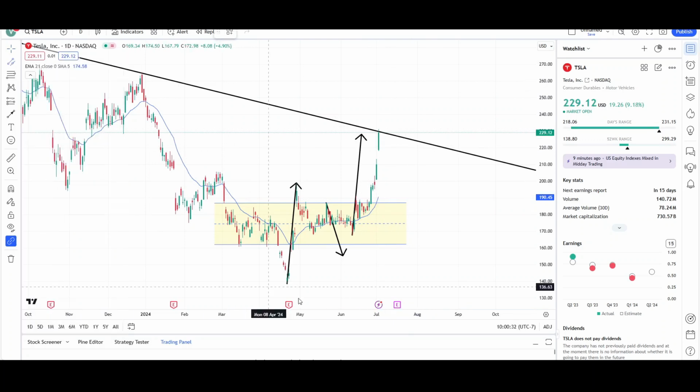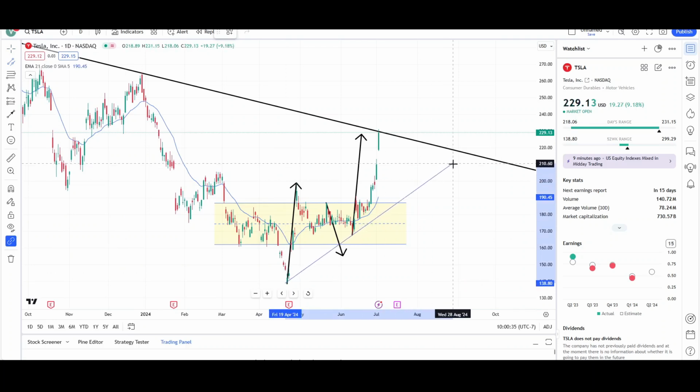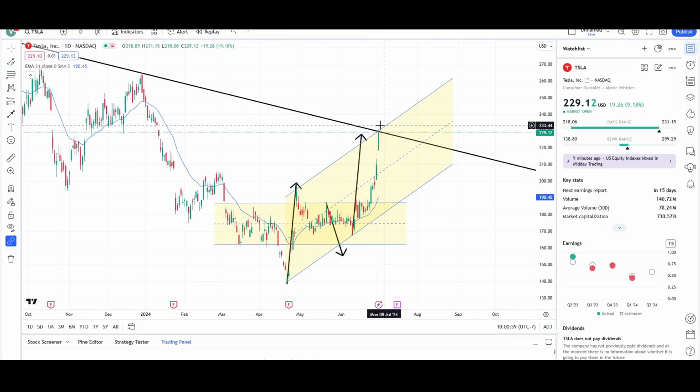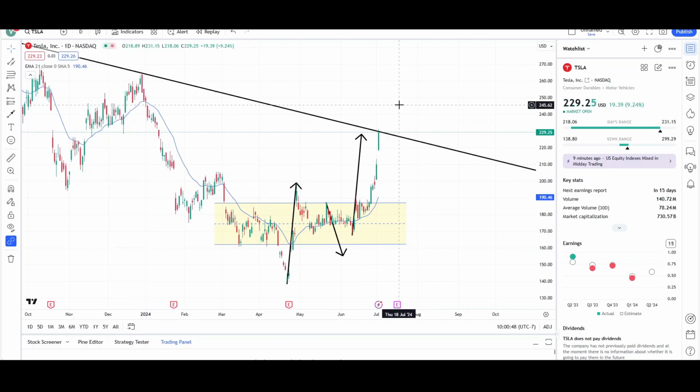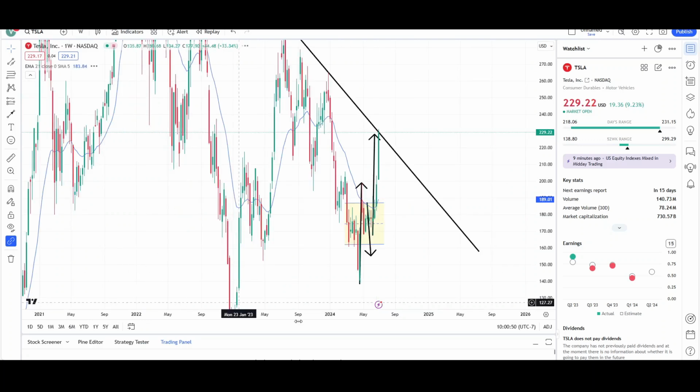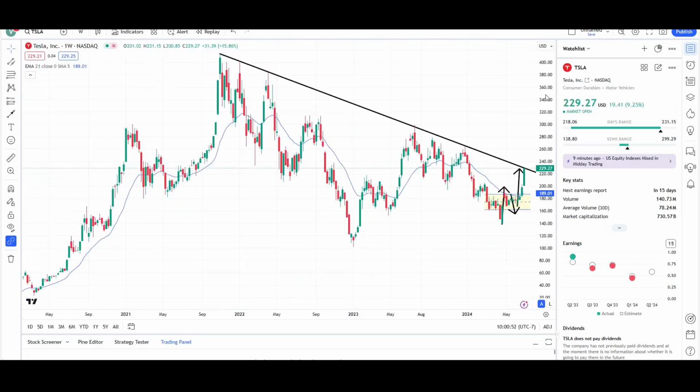Let me see, if you draw a channel off the swing lows, drag up to the highs, you can see how well that fits right there too. We're at the top of the channel, so a lot of resistance in the way so that price can fall back down. So expectation is I don't expect higher prices as of right now, and we'll see what happens in the coming week. Let's take a look at Tesla on the weekly chart.